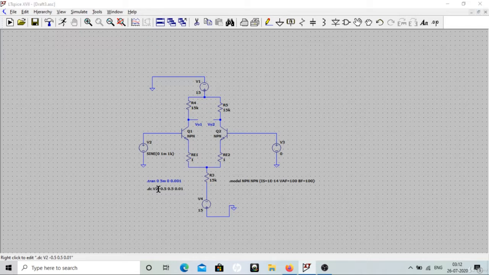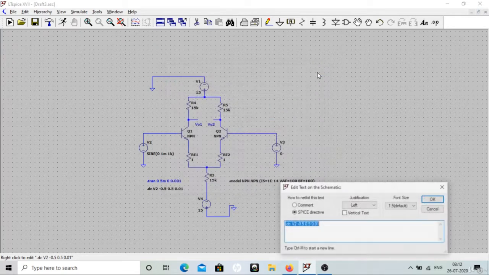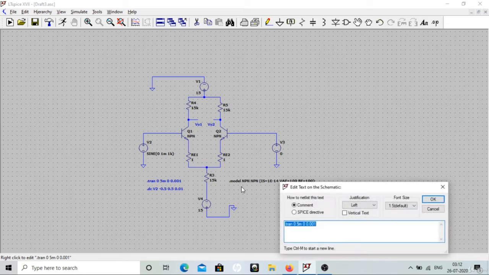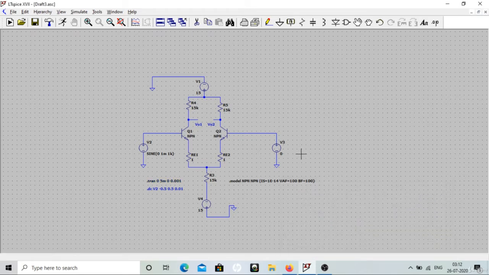Now the more important one is the AC analysis, the transient analysis. So I'll comment this out and uncomment the transient analysis. What we have seen is differential and common mode gain. So first we will see the differential gain.